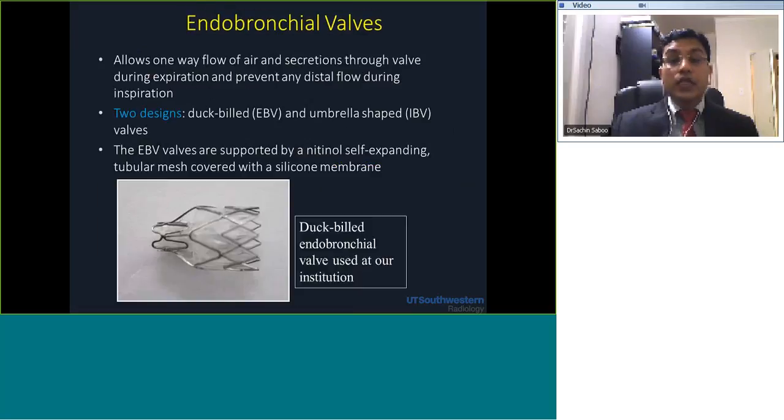So basically, there are 2 designs of these endobronchial valves. One is duck-billed, the EBV valve, as shown in this example. As you can see, it is made up of a nitinol self-expanding tubular mesh covered with a silicone membrane. Another type is the umbrella-shaped valve, the IBV valve.